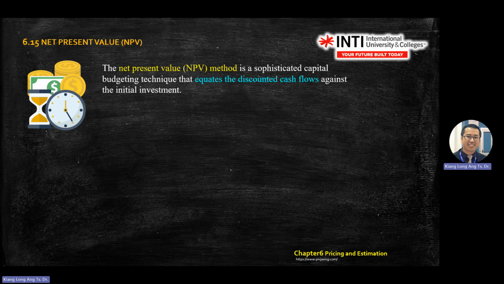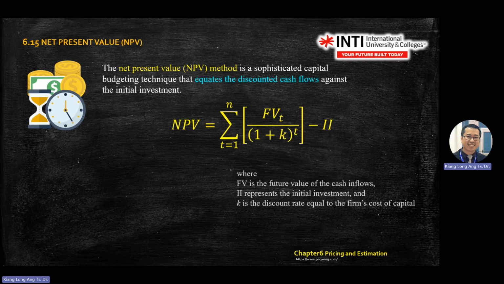Given by this equation, NPV equals the sum of future value divided by 1 plus k to the power of t. This actually is the present value equation. The bracket is the present value for that particular case, let's say 1 year or 2 years, and so on. Minus II. II is the initial investment, meaning your cost.